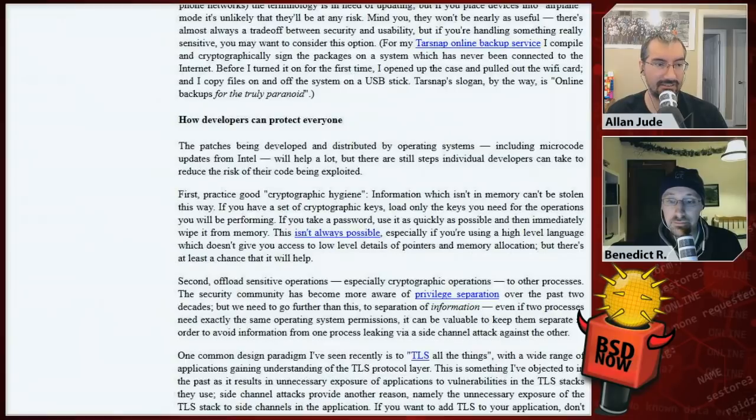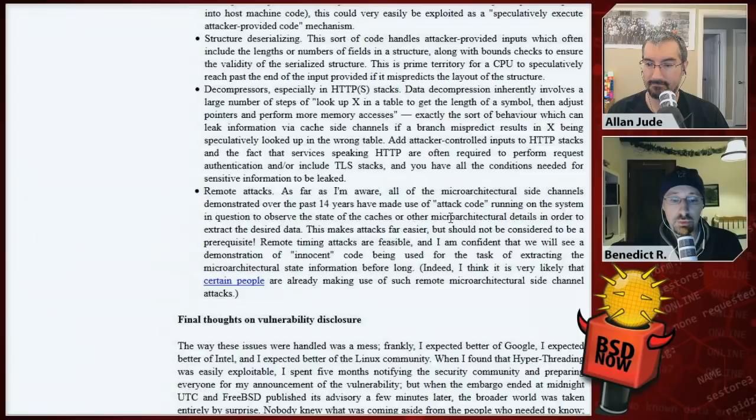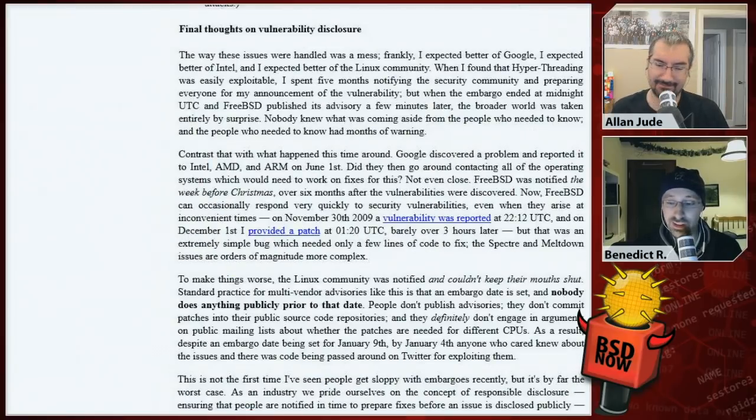But I like Colin's thoughts on disclosure and how that worked in this particular case. Remember, folks, this was disclosed prematurely, so there was still an embargo until January 9th, and it got out before that. They kind of retroactively changed the embargo to like the 4th, when Google published their stuff.